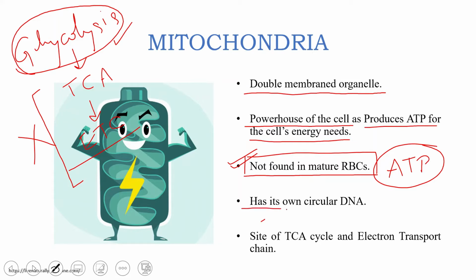So mitochondria has its own circular DNA. So it means that mitochondria can produce its own RNA. It can translate its own proteins. However, not all the proteins required for the mitochondrial function are produced in the mitochondria. Most of the proteins are still produced in the nucleus, and some small amount of proteins are produced in the mitochondria from its own circular DNA. I just told you mitochondria is a site of TCA cycle, that is the tricarboxylic acid cycle or the Krebs cycle, and the electron transport chain.